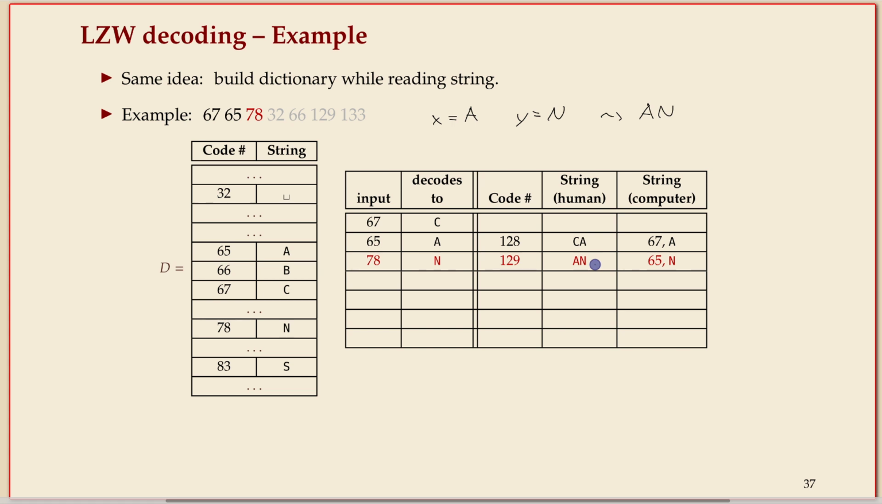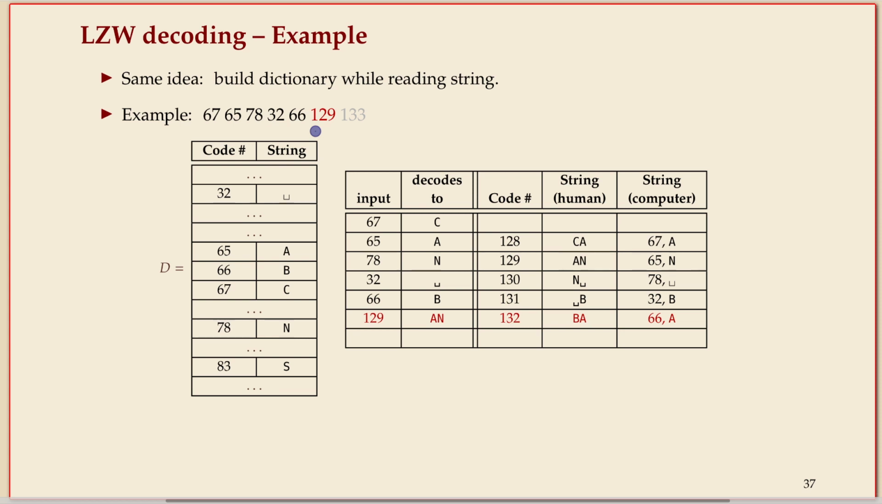Now in these simple examples at the beginning, X and Y are single characters. But in the general case, X is any string, and what we add to X is the first character of Y. One more, we decode the space, and we add previous phrase plus first character to the dictionary. One more, and then things first get more interesting.